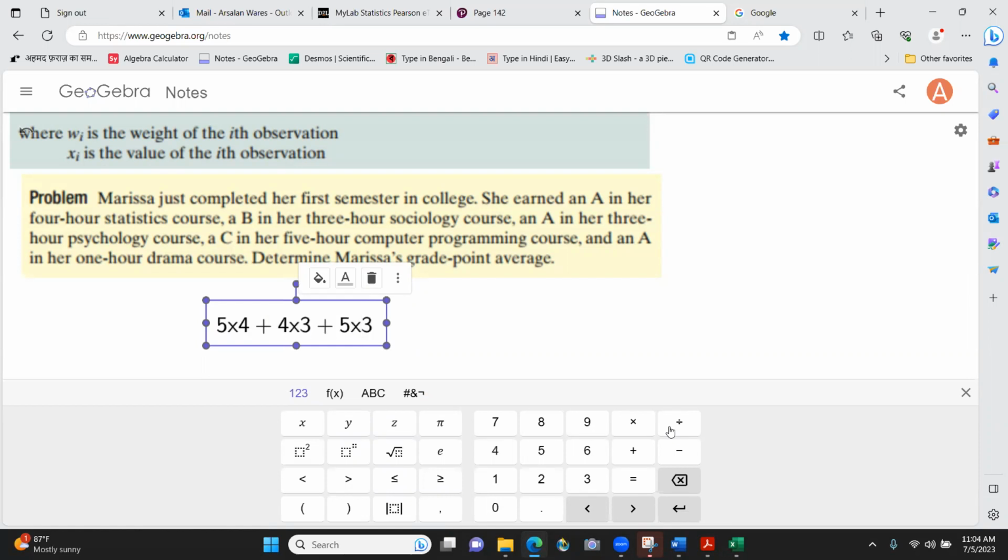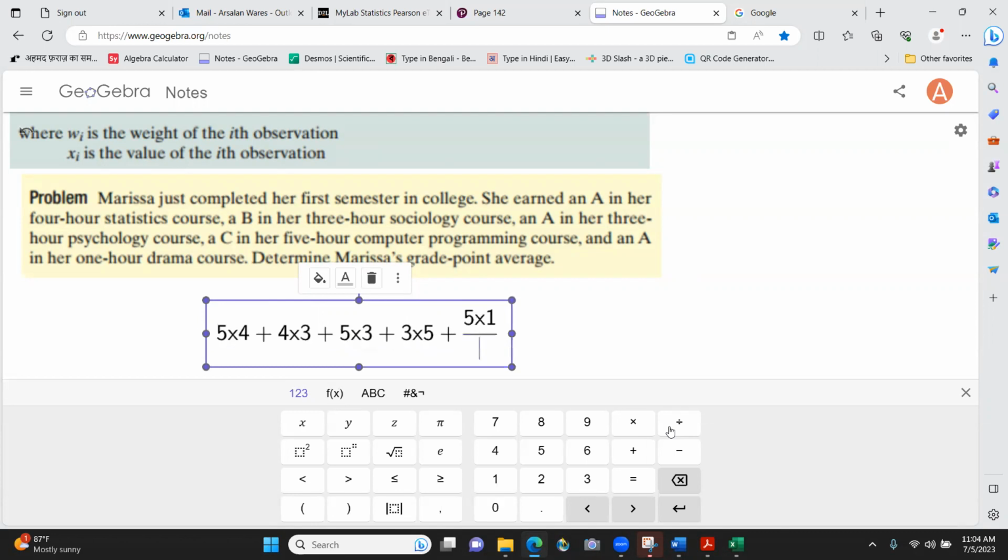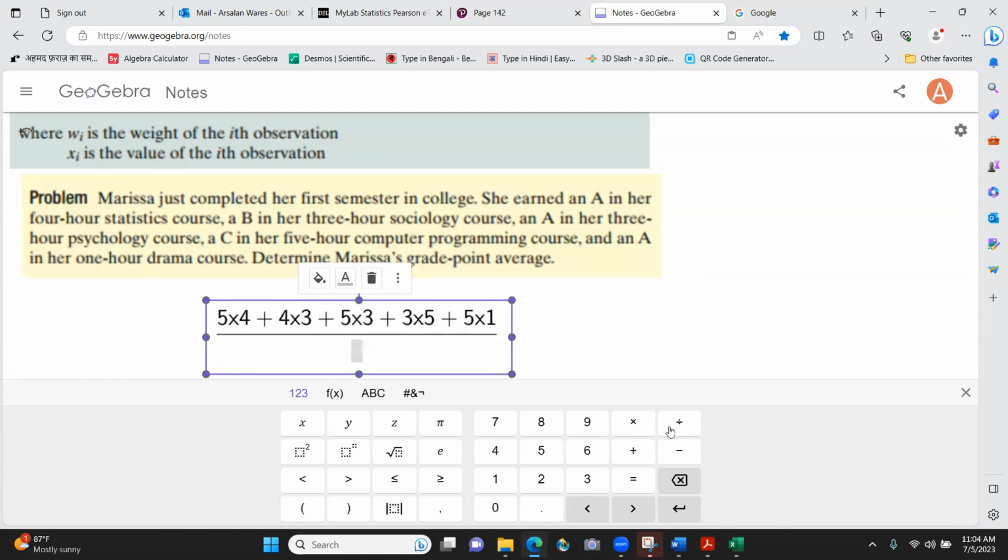Okay. She got a C, A, B, C is 5, 4, 3, in a 5-hour course, and an A in a 1-hour course, plus A is worth 5 in a 1-hour course. Now you have to be a little patient with me. All right, so I will check the answer in the book.